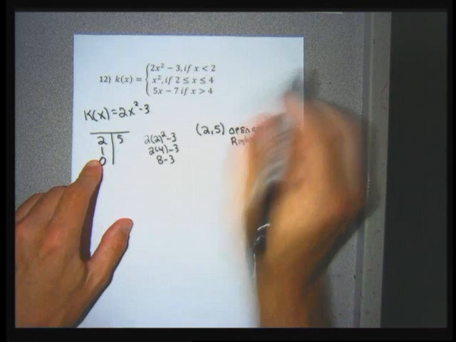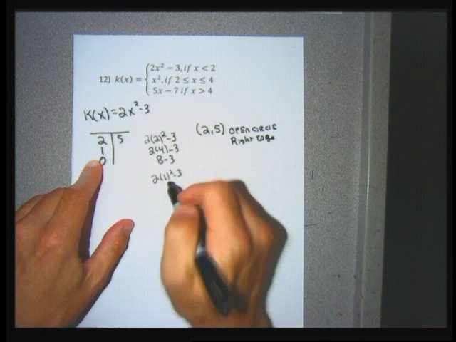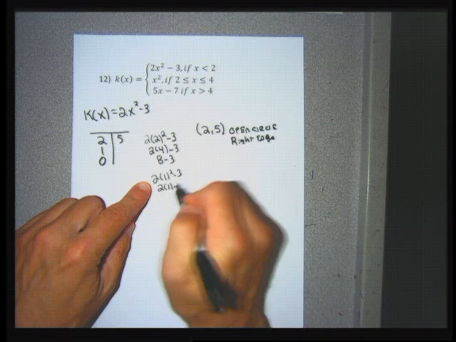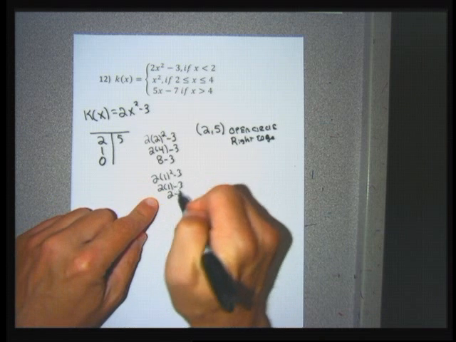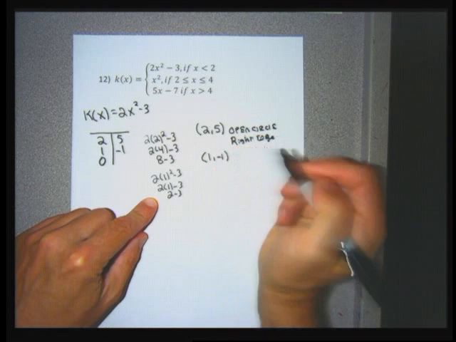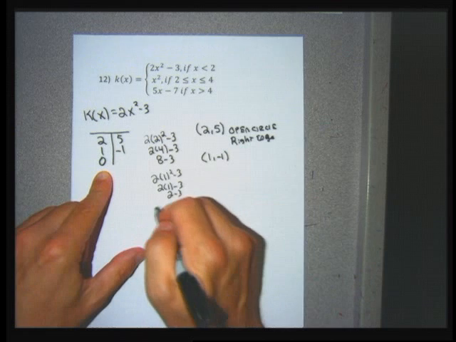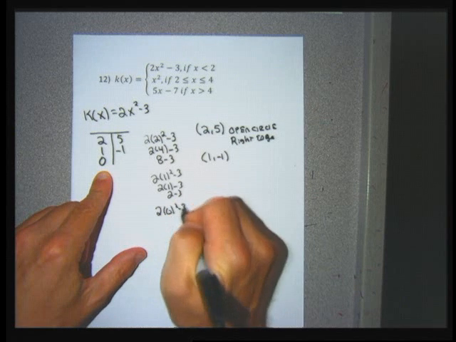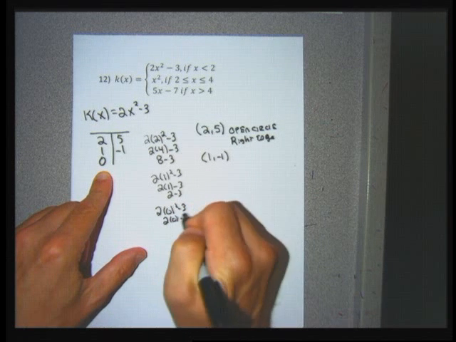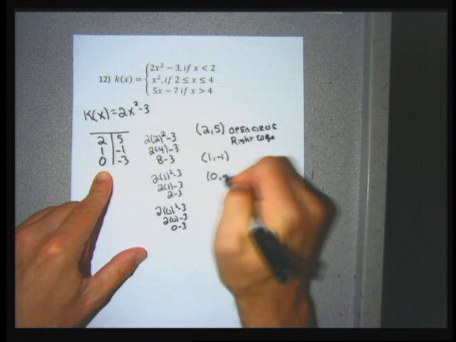Now I'm going to plug in 1 and go 2 times 1 squared minus 3. Do the exponent first. 1 squared is 1. I get 2 minus 3, which is negative 1. The next point I'm going to plot is the point (1, -1). And then the last thing I'm going to do is plug in 0. I'm going to go 2 times 0 squared minus 3, which is 2 times 0 minus 3, which is 0 minus 3, which is negative 3. And I'm going to plot the point (0, -3).